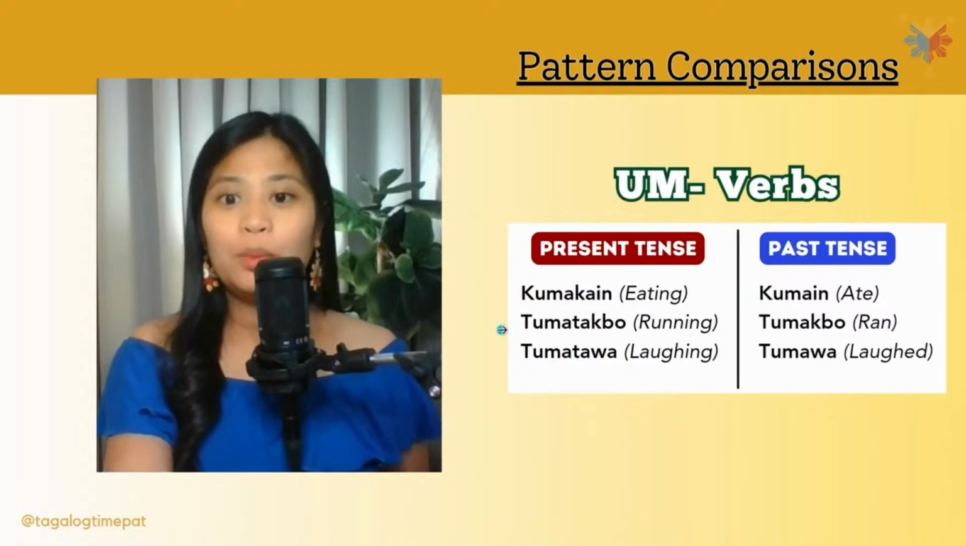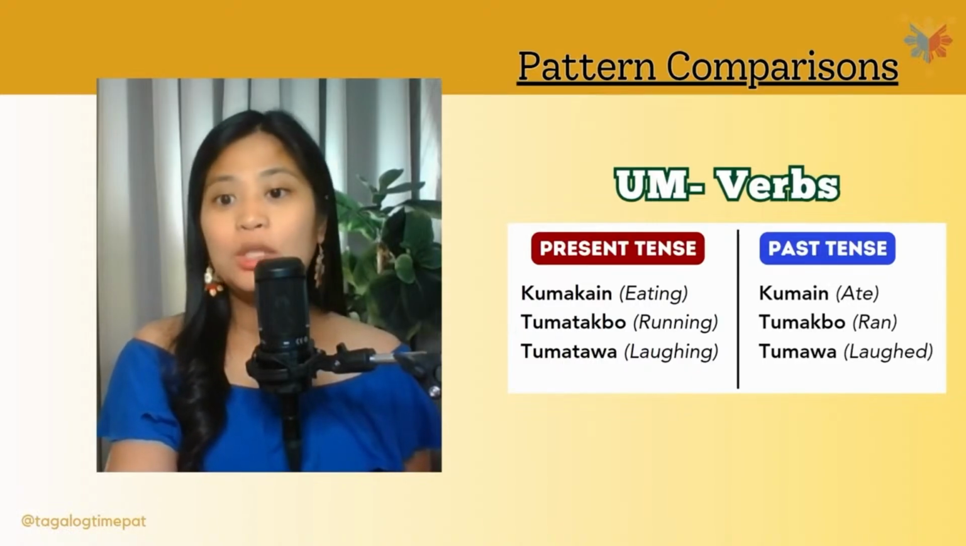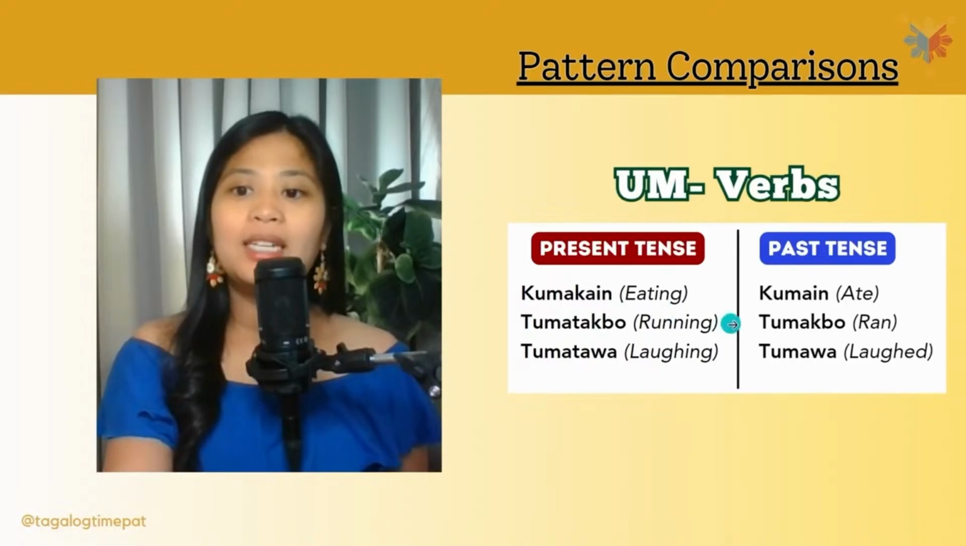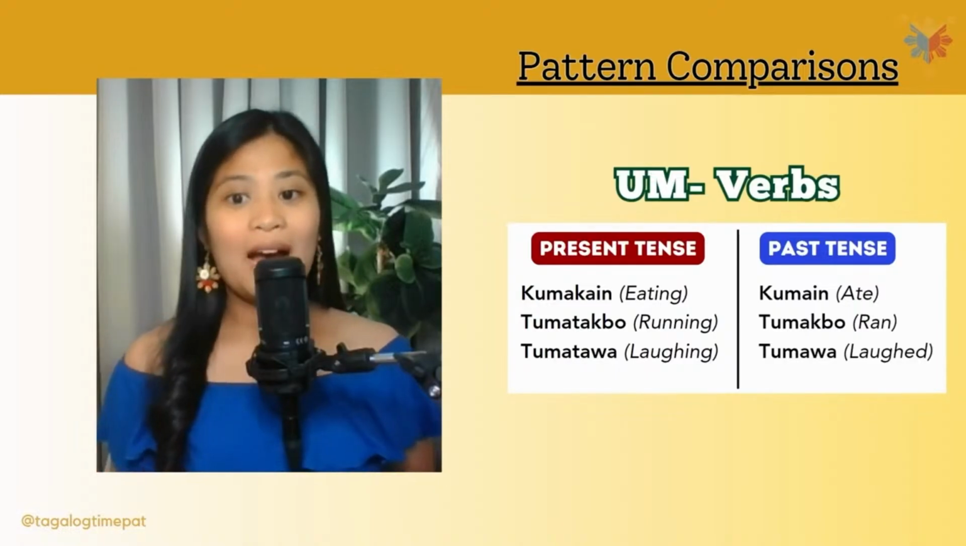For the word takbo, in the present tense, it's tumatakbo. That means running. Tumatakbo siya, he is running. In the past tense, it's tumakbo. He ran. Then for the word tawa, which means to laugh, in the present tense, it's tumatawa.